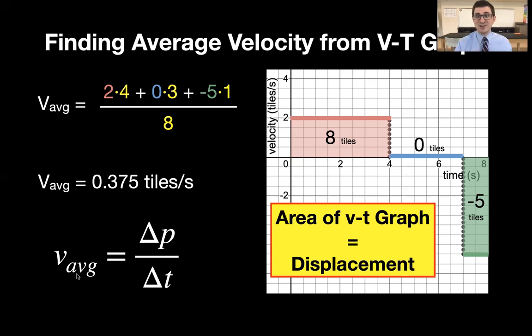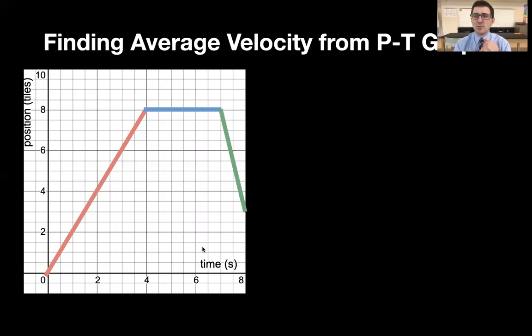But again, something else that is definitely worth writing in your lab notebook is the equation for average velocity is displacement, or change in position, over change in time, over the time interval. And let's go back and make sure that that works on the position versus time graph too.